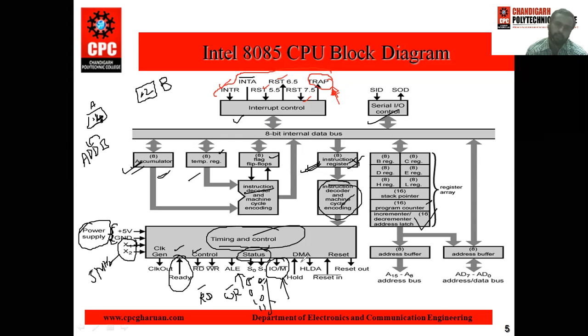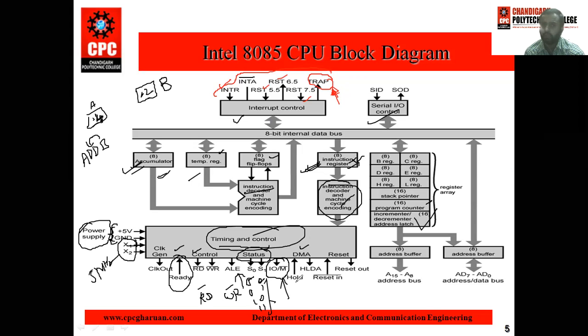Next are the DMA pins. There are two types of pins, HOLD and HLDA (hold acknowledge). If we want to transfer a bulk of data, or a large amount of data, then the processor uses a peripheral device, that is the DMA controller. To control the DMA, there are two control pins, HOLD and HLDA, which are connected with the microprocessor.